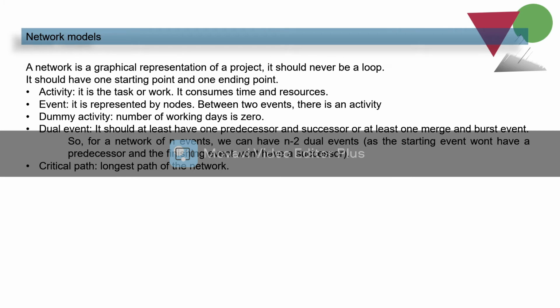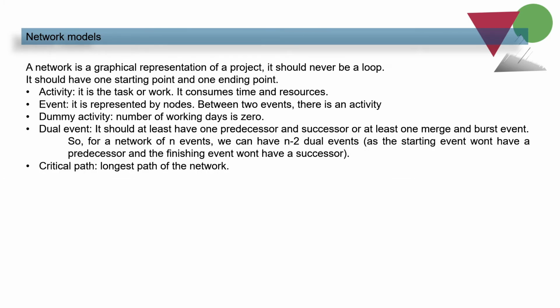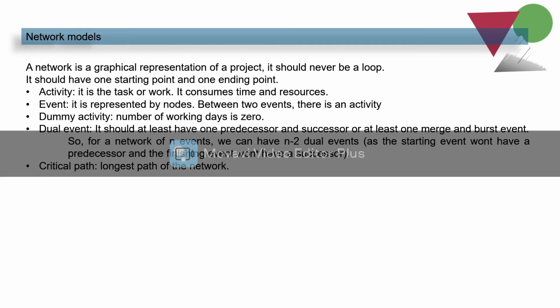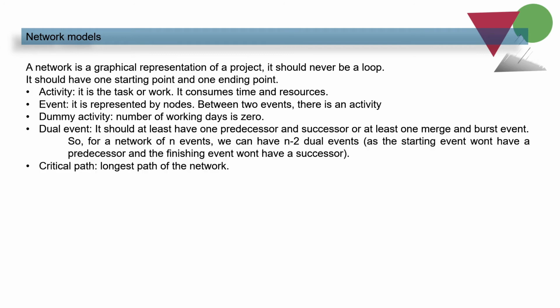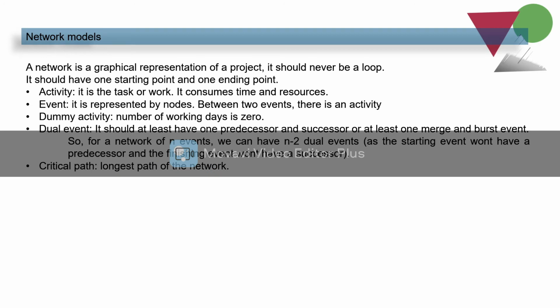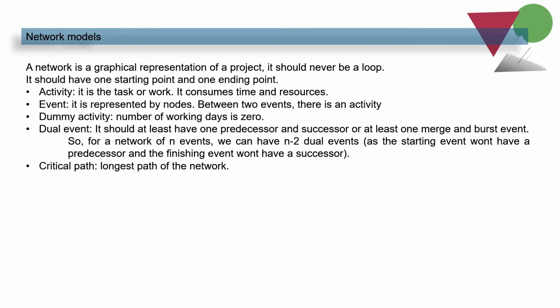Here activity, it is a task or work, and it consumes time and resources. Event, it is represented by nodes. Between 2 events there is an activity, and a dummy activity is introduced and the number of working days should be 0. Dual event, it should at least have one predecessor and a successor, or at least one merge and burst event. So, for a network of n events, we should have n minus 2 dual events, as the starting event won't have a predecessor and the finishing event won't have a successor. Then moving to the critical path, it is the longest path of the network.